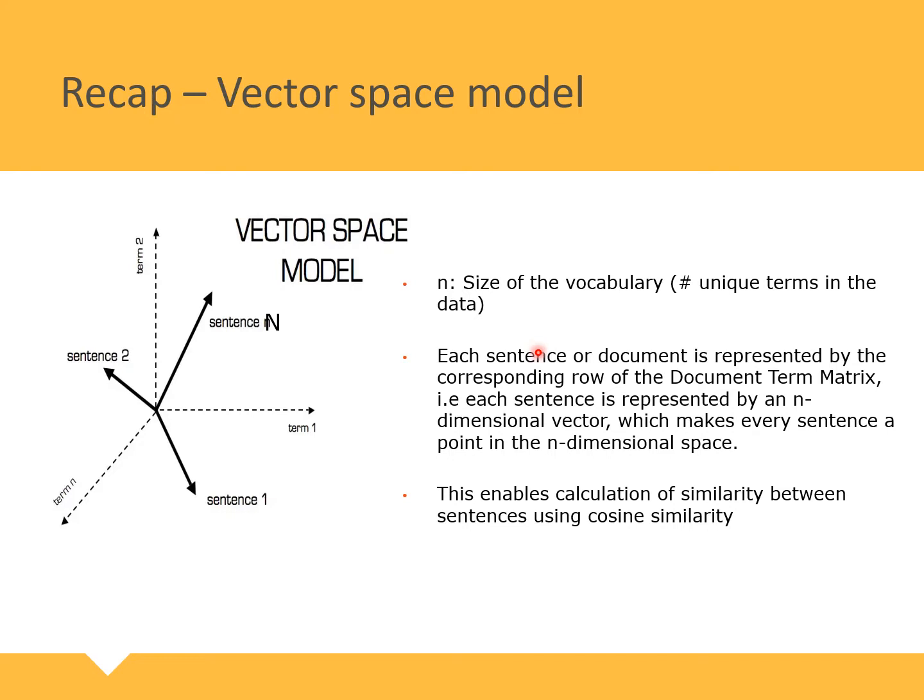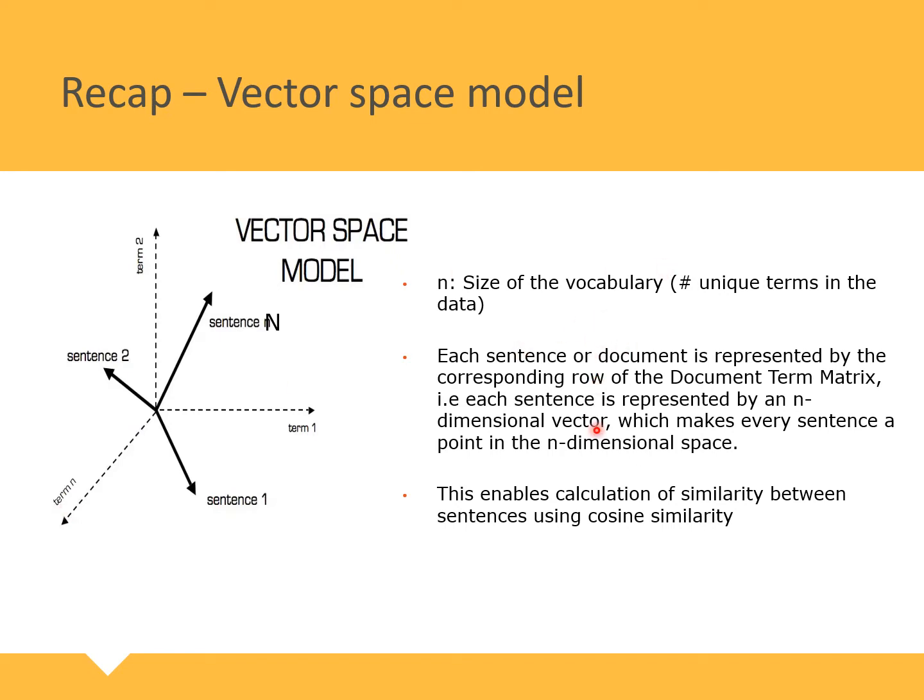In an example where, let's say, we are dealing with capital N number of sentences or documents, and we have a total of small n number of unique terms across all those documents, which is also called the size of the vocabulary, then each sentence is represented in a vector space of dimension small n, the size of the vocabulary. Each sentence can be thought of as a coordinate point in a vector space of dimension small n.